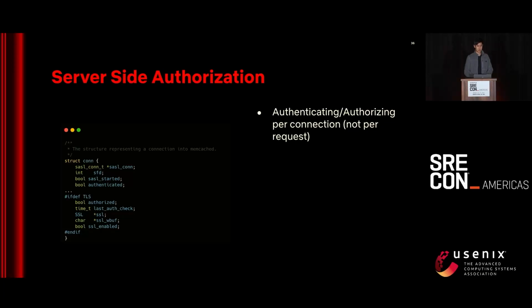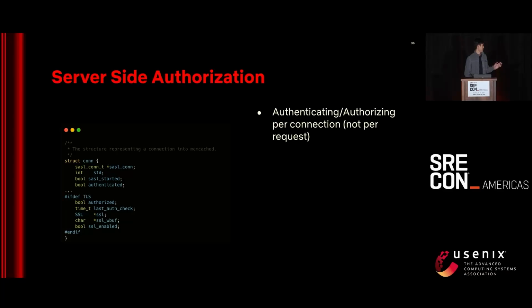So we actually authenticate and authorize per connection, not per request, since each connection can have many, many requests, and we want to reduce the load on the server. That way we don't have to authenticate and authorize as much as if we were to do that per request. Let's take a look at the struct that represents each connection.